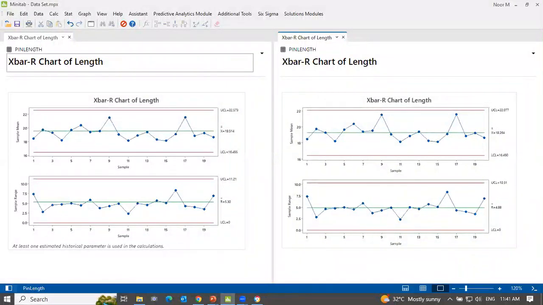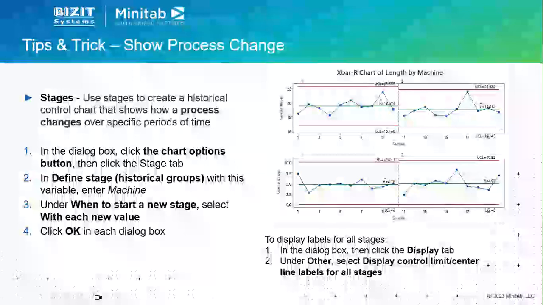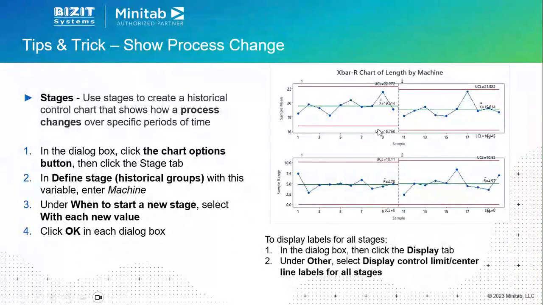So another tip and trick for this one is for a process. You want to show the process change. You already put in some improvement to the process, and you want to see the before and after. For this case, I try with machine one and machine two. So you want to see this one. So how to see this? How to get it? I go back to Minitab.